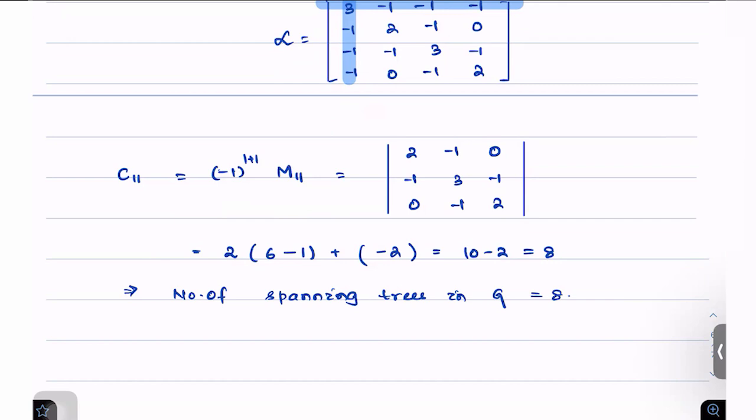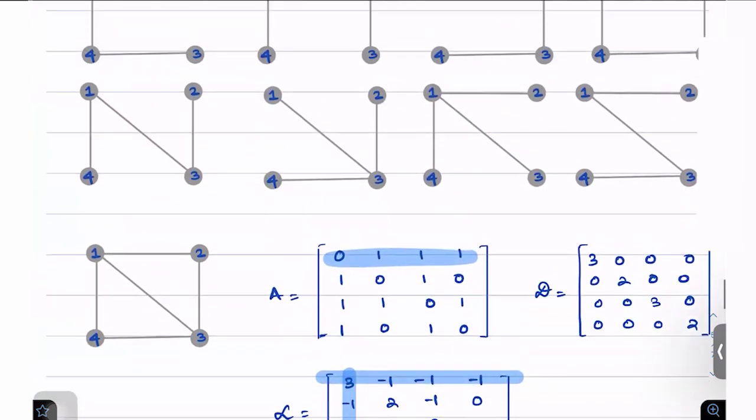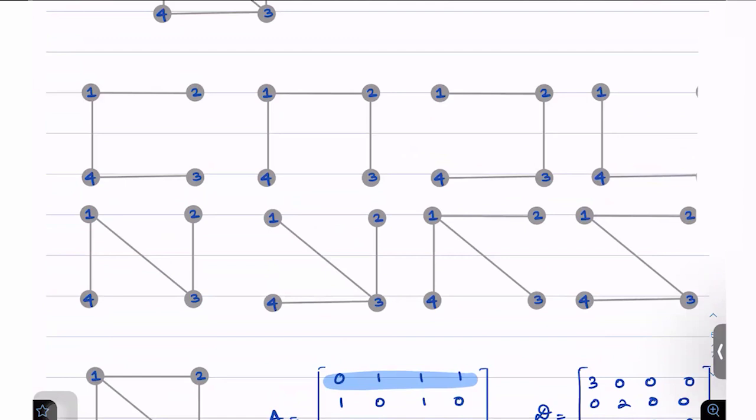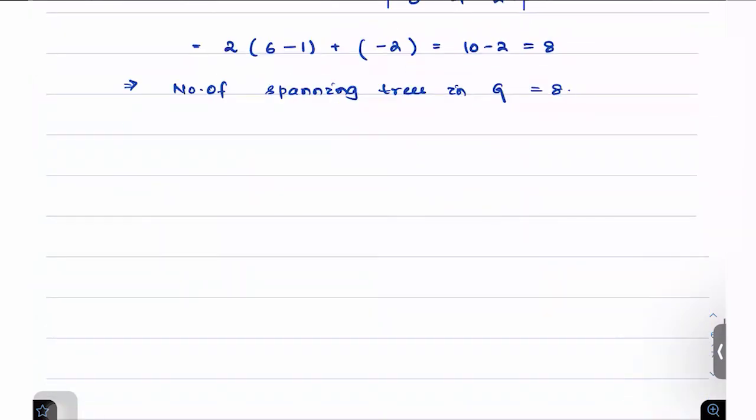Does it match what we got earlier? Let's quickly go back to all of the spanning trees that we constructed. We see here that we in fact got 8 spanning trees, which is exactly as predicted by Kirchhoff's theorem. Okay. So this was yet another interesting property that we get only for the case of undirected networks.